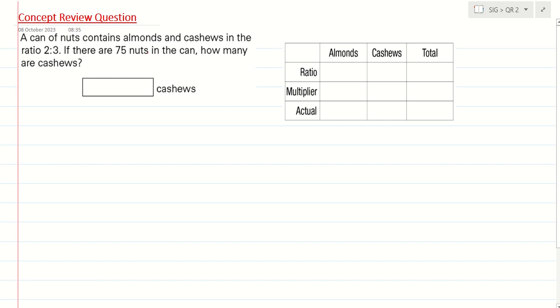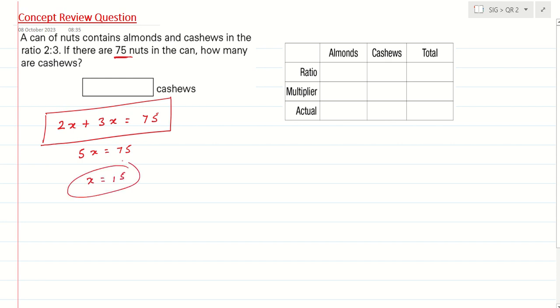Total nuts, how many are there? 75. So can I say 2x plus 3x equals 75? Correct, no? Because almonds and cashews are given in the ratio 2:3, I just multiplied by the common multiplier x. So can I say 5x equals 75? So what is the x value? That is 15.